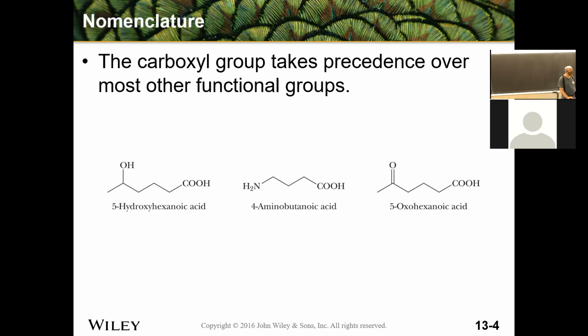As I mentioned, the carboxyl group takes precedence over most other functional groups. The only exception we haven't covered is sulfonic acids, but we won't see any examples of those. So here we have an alcohol, an amine, and a ketone as substituents. So 3-hydroxyhexanoic acid, 4-aminobenzoic acid, and 4-oxohexanoic acid.